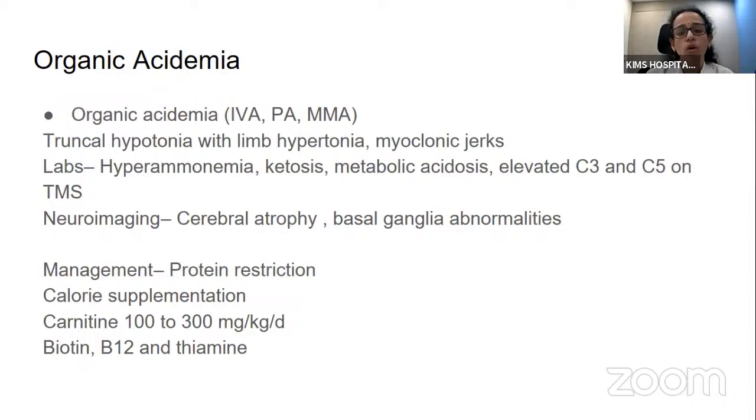Neuroimaging MRI will show cerebral atrophy as well as basal ganglia abnormalities. Management will be similar to MSUD for organic acidemia also: protein restriction and calorie supplementation. Carnitine is provided at 100 to 300 mg per kg a day as well as vitamin supplementation, biotin, B12 and thiamine. Organic acidemias present more like a septic shock kind of presentation.